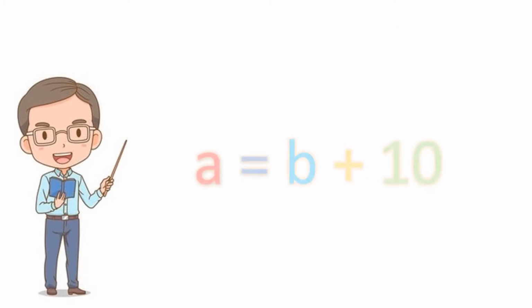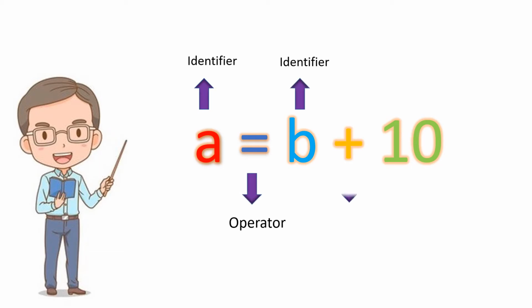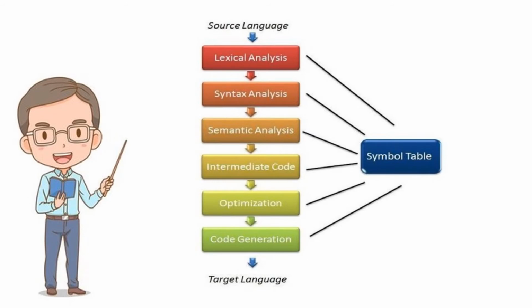Example, A equals B plus 10. Here, A is an identifier. Equals is an operator. B is an identifier. Plus is an operator. 10 is a constant. The symbol table contains all the symbol-related information.